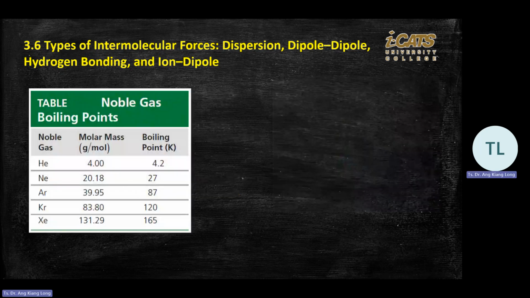This is just to show you an example: helium, Ne, argon, Kr, Xe. You can find these in the periodic table, 4 to 20.18 and so on. Boiling point, as you can see here: the higher the molar mass, the higher the boiling point. For example, He is 4.2 Kelvin. In this module, you need to use Kelvin and not Celsius. As you go down, Xe is 160 Kelvin, still negative Celsius.